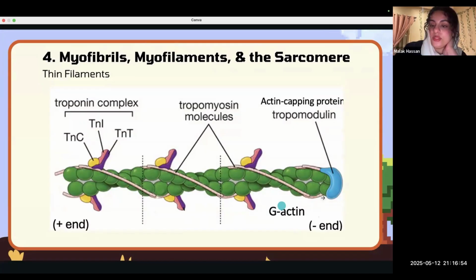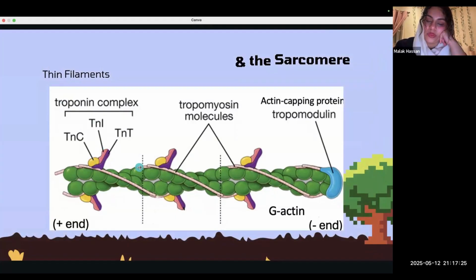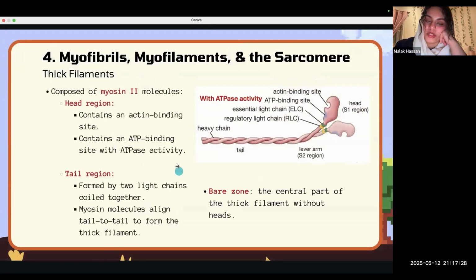So here we have the thin filaments. We have actin, G-actin molecules coming together to form an F-actin. And then we have tropomyosin, and tropomodulin, which caps it at the end. And then we have the troponin complex. The troponin complex sits on the tropomyosin, so you have TNT, and then you have TNI, which is the inhibitory one, and the TNC, which binds calcium. And you can't really see nebulin in this picture.